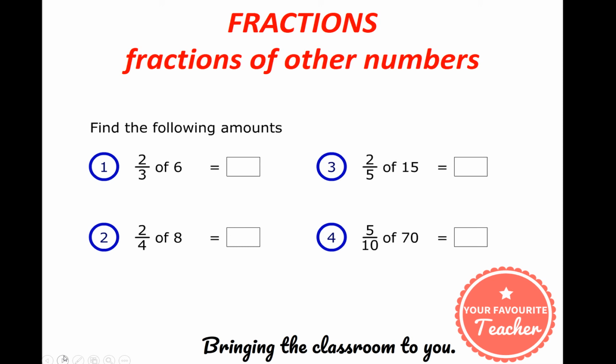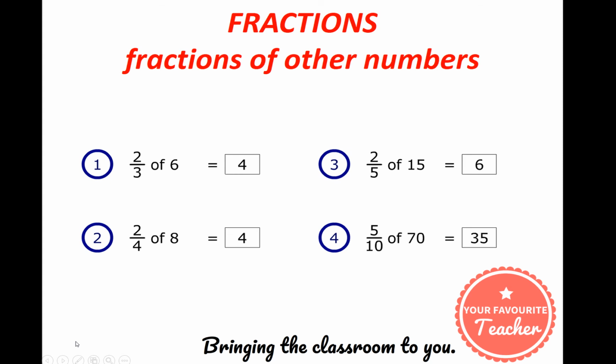So we can then now take a look at what those answers should be. So you should have got number 1, 2/3 of 6 is 4. In other words, 6 times the numerator, 2 is 12, divided by 3 is 4. Or you could have said 6 divided by 3 first is 2, and 2 times 2 is 4. If you did the same thing with number 2, you'd get another answer of 4. 2 times 8 is 16, and 16 divided by 4 is 4.